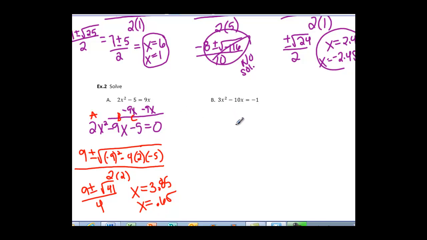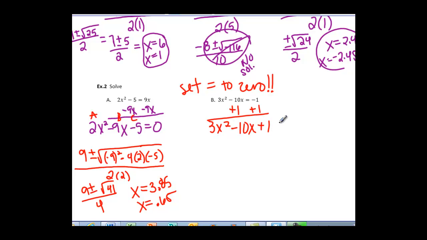Okay, for B, again, we need to set equal to 0. I'm going to make sure you really know that. So we're going to add 1 on over. And here we'll have 3x squared minus 10x plus 1 equals 0. I'm going to label my A, my B, and my C values, and I'm going to go ahead and plug it into my equation. Okay, I want you to pause the video.